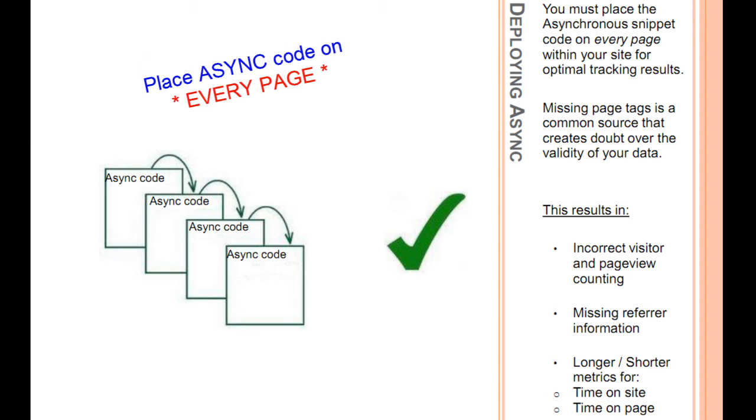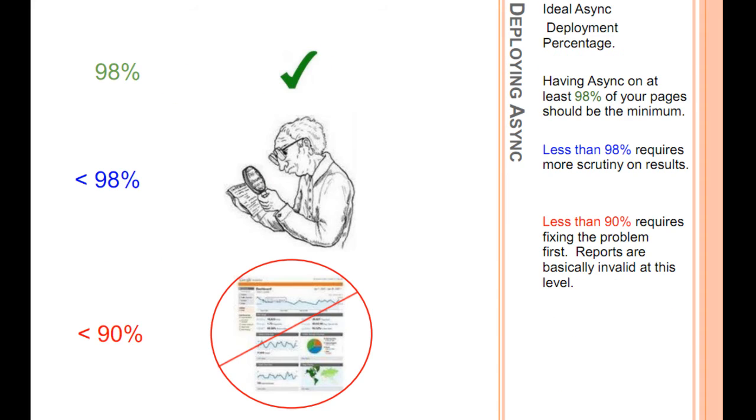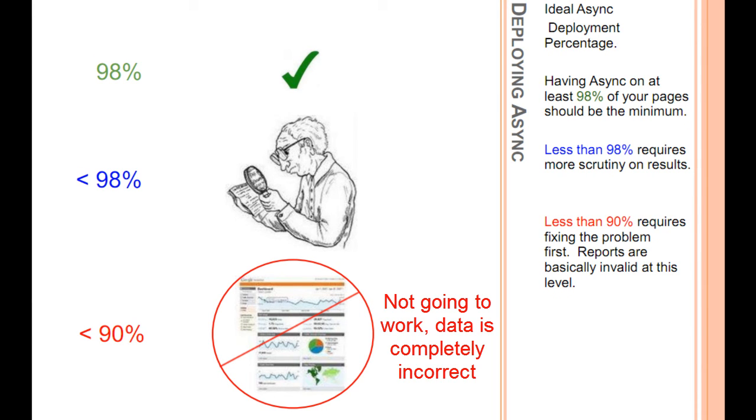Every page, please, every page. There's no reason for not having it on a page, none whatsoever. The data is private to you. Nobody else in the world is going to look at it. Therefore, there's no reason for not having it on the page. This is telling us that at least 98% of the pages need to have it. If you have less than 98% of the pages with the code on it, you're going to need to scrutinize the data because there'll be holes and things missing. And if you have less than 90%, it's just not going to work. The data you have is completely incorrect. So just make it a simple 100% and the problem is solved.